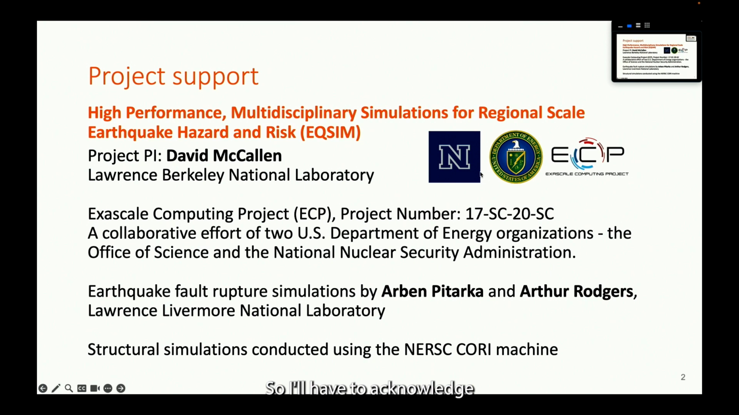So I'll have to acknowledge that a lot of the work that I'm going to present today primarily started when I was a postdoctoral scholar at the University of Nevada, Reno, working under Dr. David McCallum. The simulations that I'm using were performed by Dr. Arvind Patarka and Dr. Artie Rogers at Lawrence Livermore National Lab, and I did a lot of structural simulations using the Cori machine in the NERSC facility.